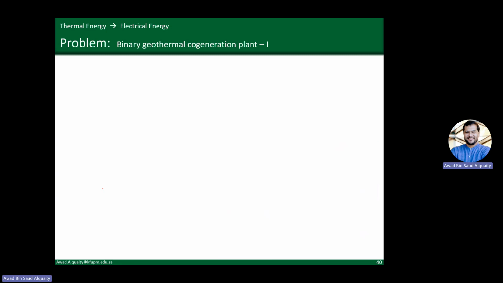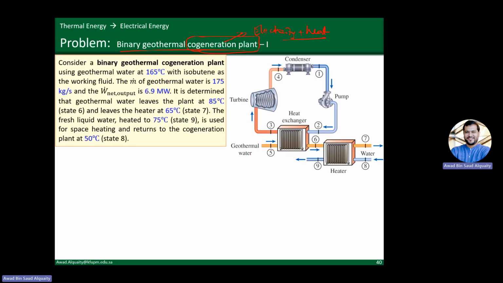Okay, now let's move on and talk about a binary cycle and a binary geothermal cogeneration plant. So cogeneration again simply means you're generating electricity plus heat. Okay, so let's see what's happening here. Here we have a binary geothermal cogeneration plant, which is using geothermal water at 165 degrees Celsius. So that's the geothermal water that's coming in at state 5. And isobutene is the working fluid in the binary cycle, right? It's the working fluid in the cycle that we have here.